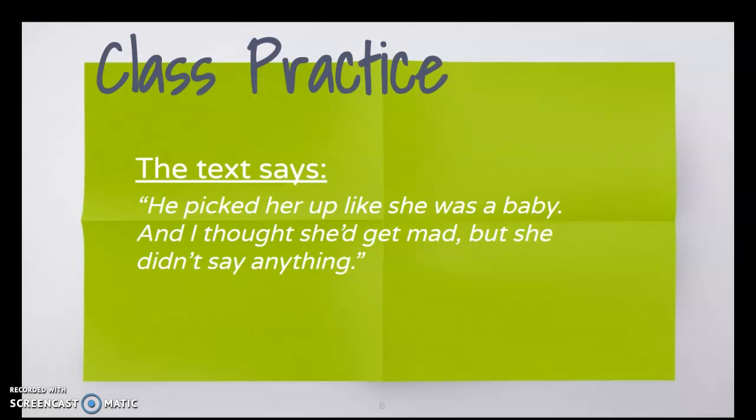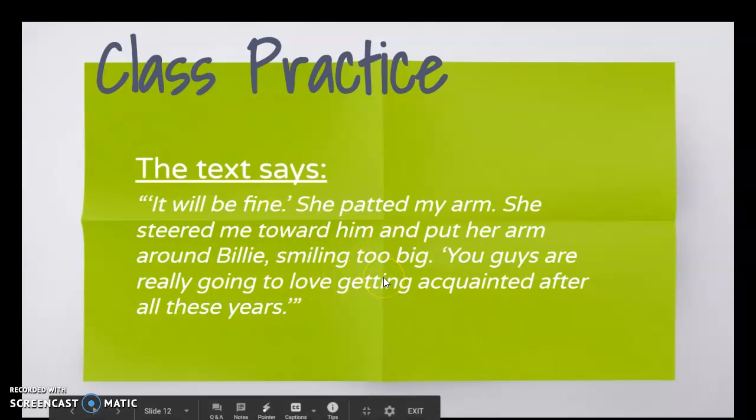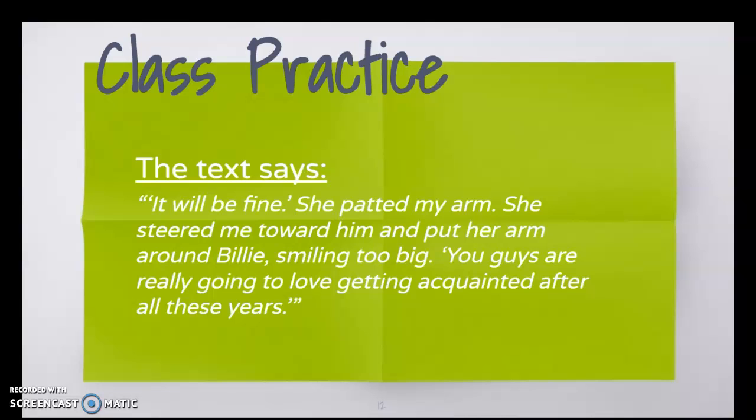Let's try it one more time. The text says, "It will be fine." She patted my arm. She steered me towards him and put her arm around Billy, smiling too big. "You guys are really going to love getting acquainted after all these years." Looking at the text, when I think "smiling too big," that seems very forced. So I'm wondering, okay, why is Julie, this is the character talking, why is she forcing this? She's kind of being elaborate or over the top about it, and it's almost like she's trying to reassure Liberty that everything's going to be fine.